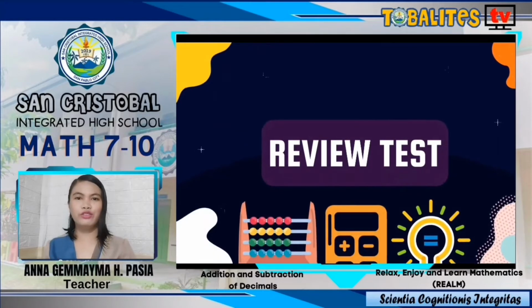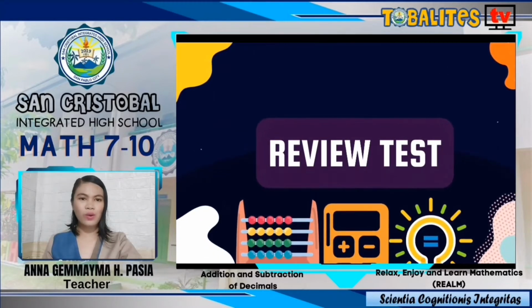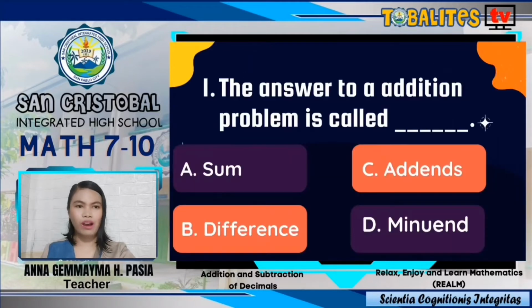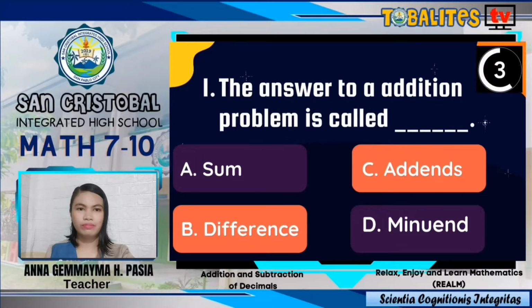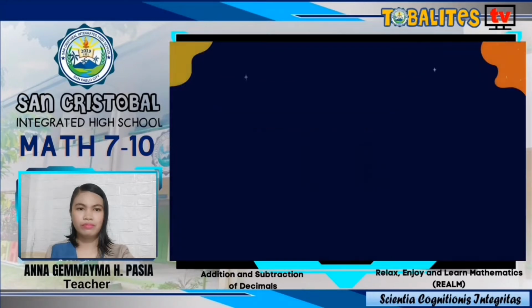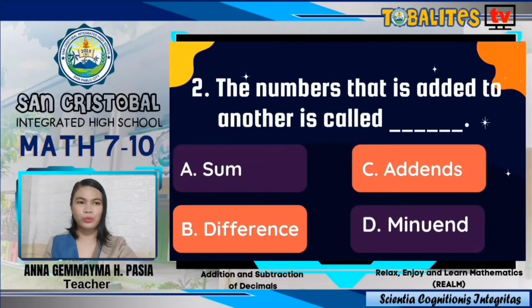Now, let us have a review test. You have 5 seconds to answer the questions. Number 1. The answer to an addition problem is called: A. Sum, B. Difference, C. Addends, D. Minuend. Number 2. The numbers that are added to another number are called: A. Sum, B. Difference, C. Addends, D. Minuend.